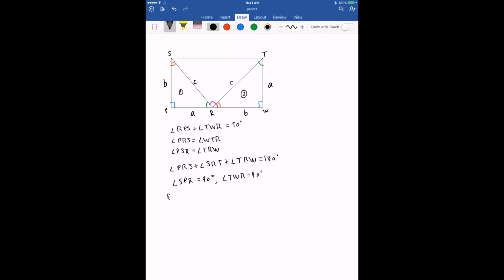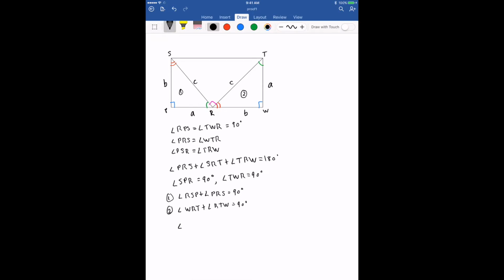This means that in triangle 1, angle RSP plus angle PRS has to be 90 degrees. Since angle SPR has already taken up 90 degrees, the other two have to add up to be 90 degrees to make 180 total. In triangle 2, angle WRT and angle RTW also have to add up to 90 degrees.